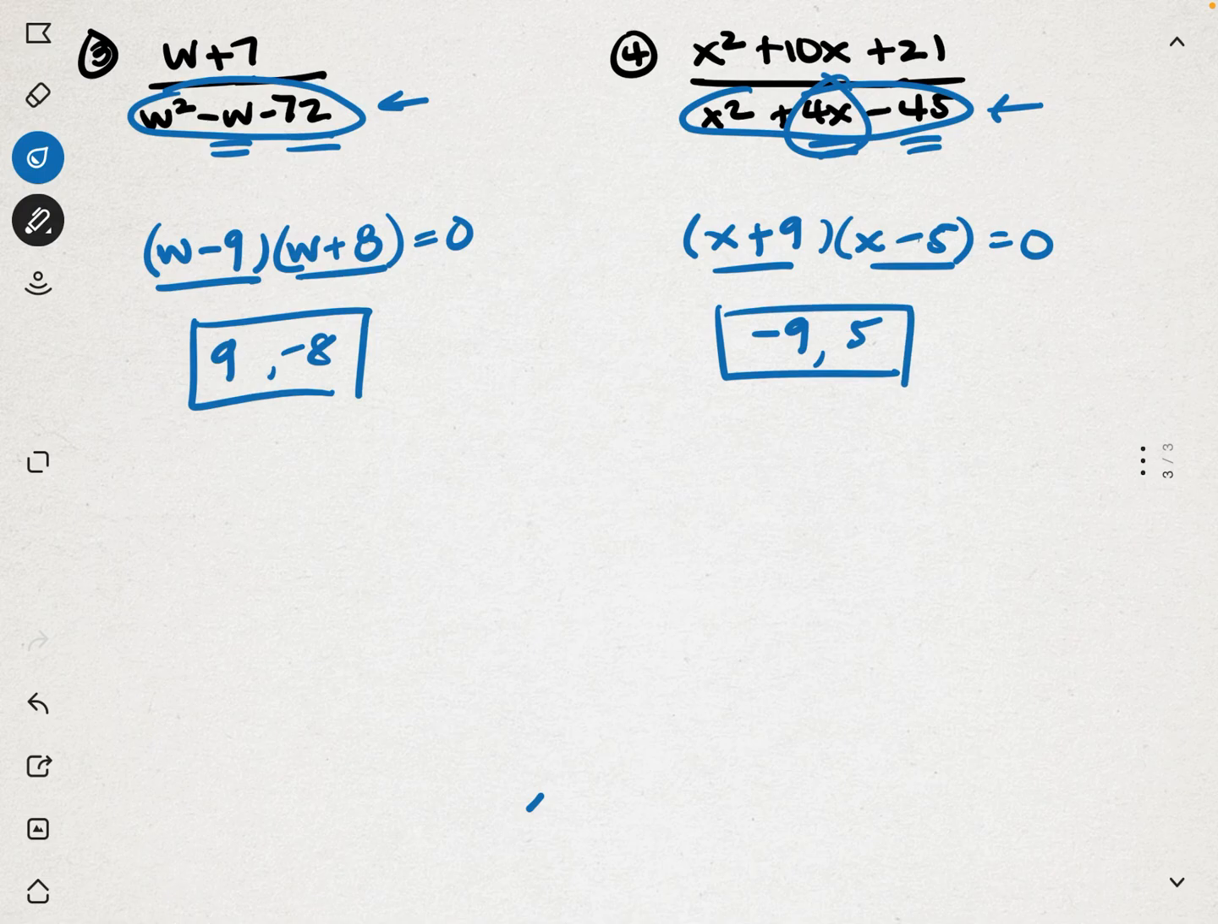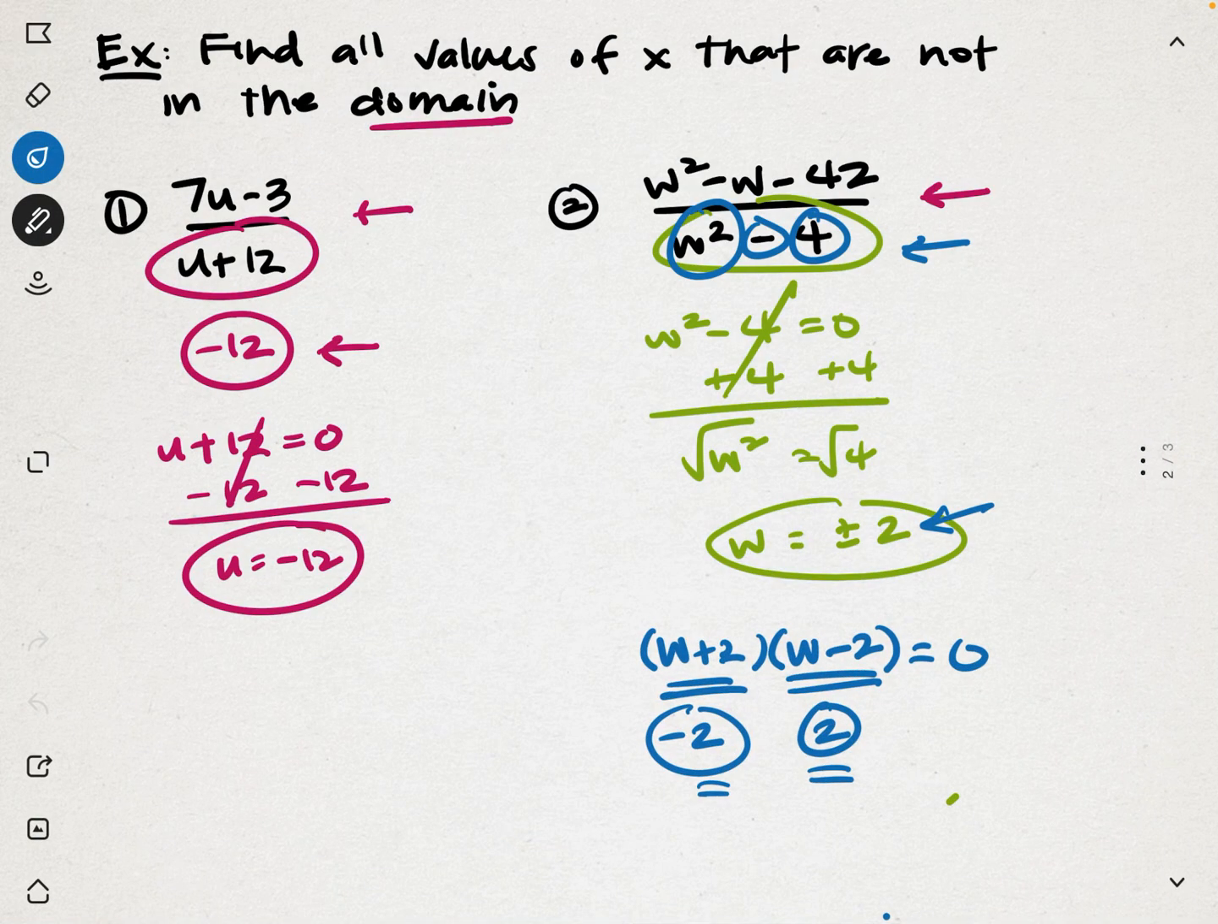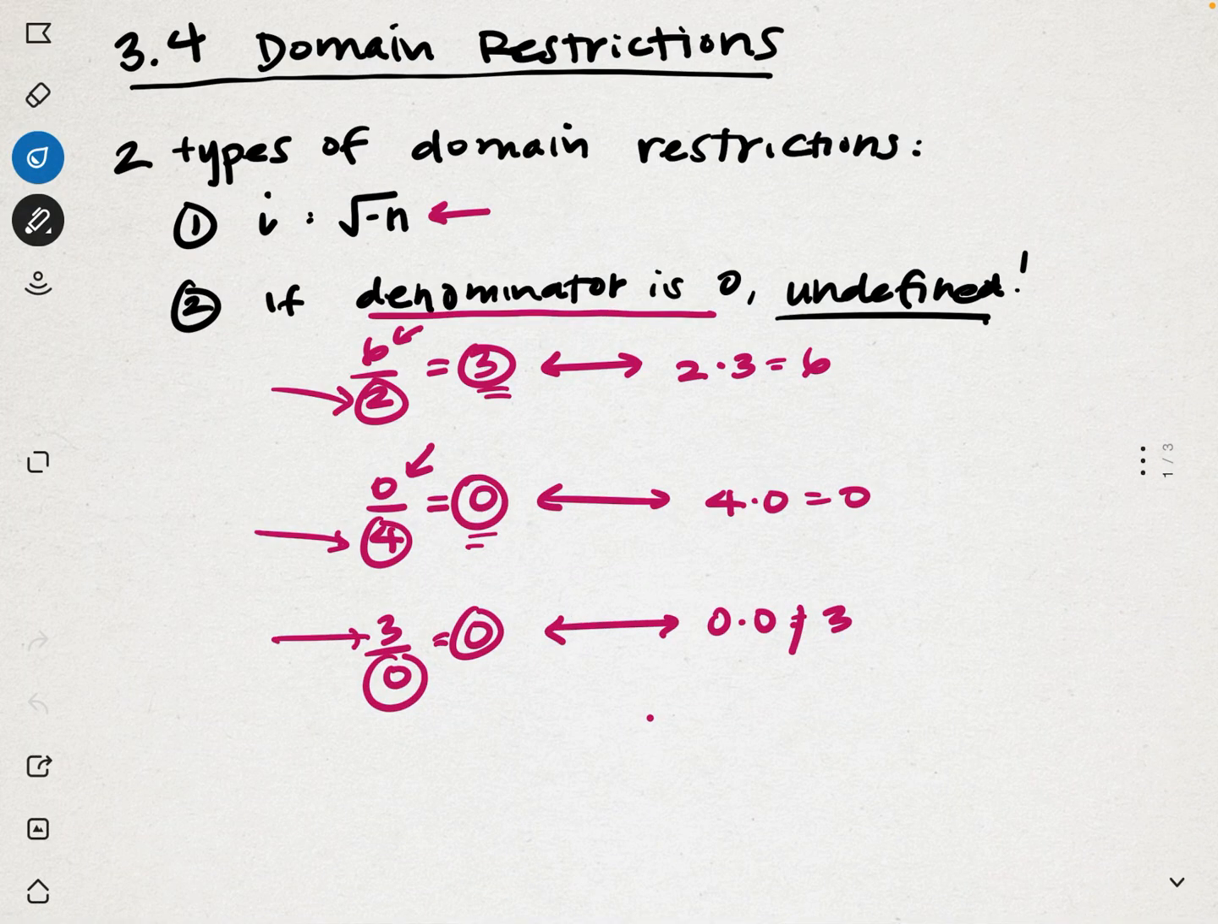Okay, that's it for today. So again, when we're talking about domain restrictions, for today we're talking about anytime our denominator is equal to 0, and that would make our function undefined at those values. Okay, good job.